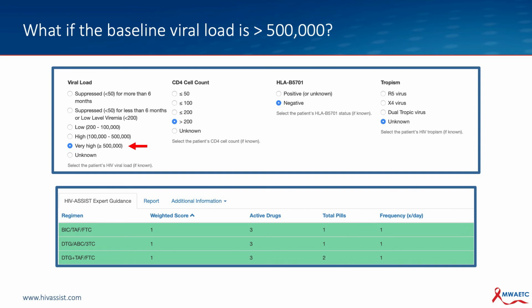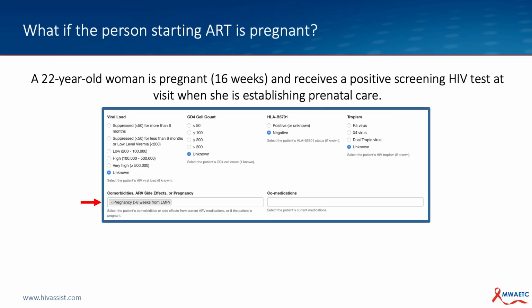So that's how that takes that into account. What if the person starting ART is pregnant? So a 22-year-old woman is pregnant. I specifically said that she's 16 weeks gestation and receives a positive screening HIV test when she is establishing prenatal care. And here I've just put in the information as before.